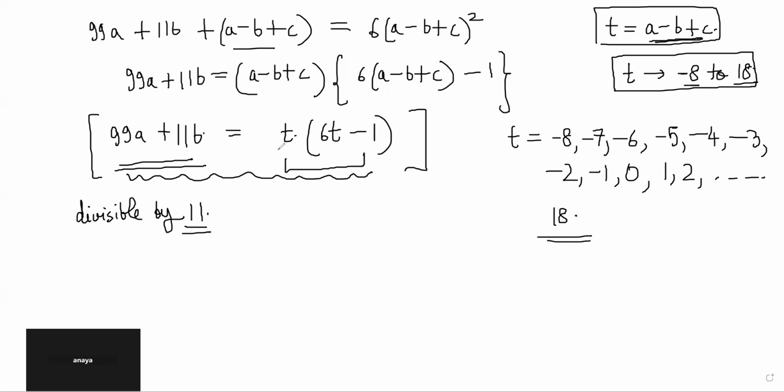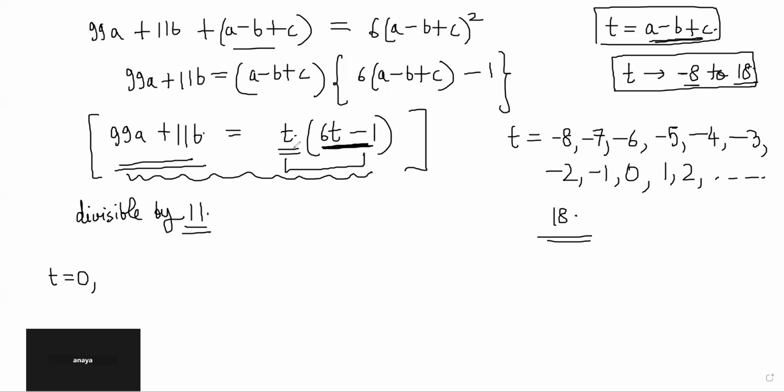So obviously 0 is always divisible by any number. So if T is 0, the right side is divisible by 11, right? Yeah, T can be 0. This bracket cannot be made 0 because T cannot be 1 by 6, so there is nothing you can do with that. But you can make T equal to 0 for sure.